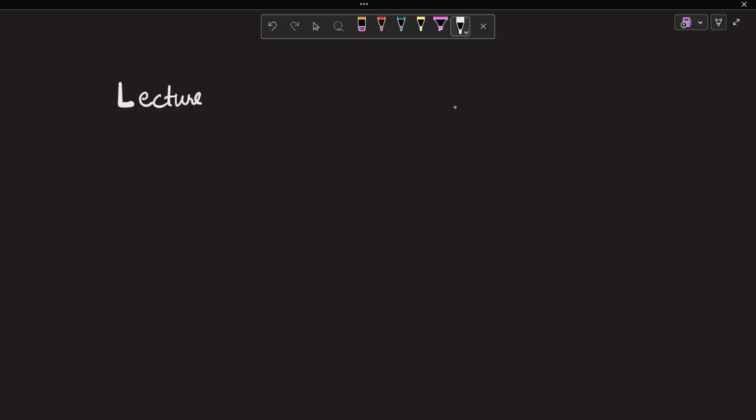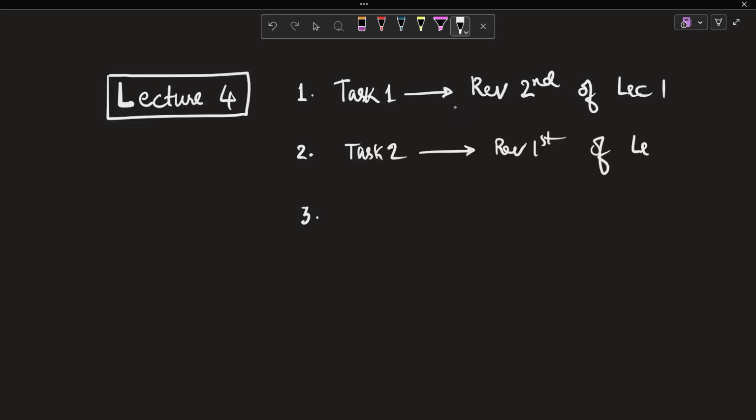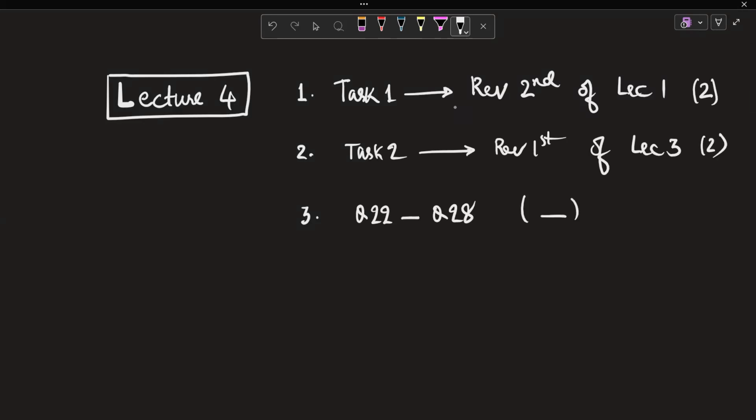So in lecture number 4, we will be doing 3 tasks. Task number 1, we'll be revising our second revision of lecture number 1, and task number 2, we'll be doing our first revision of lecture number 3, as well as we will be solving from question number 22 to question number 28. So this will be nearly 2 minutes. This will be again 2 minutes, and this will be the rest of the time.